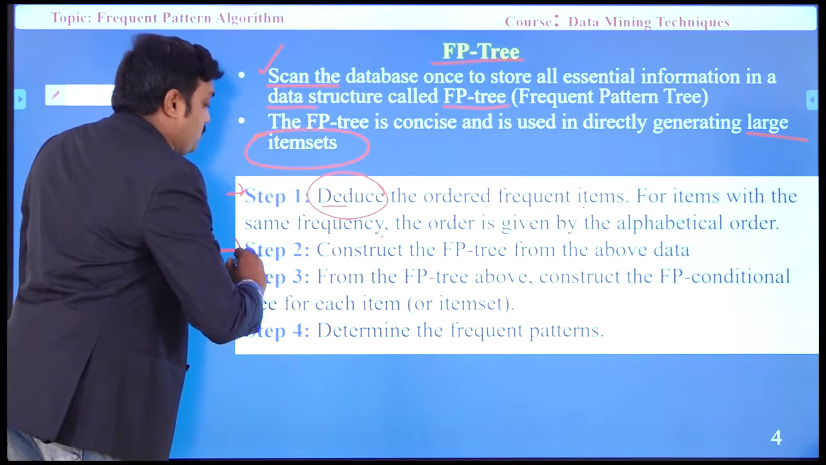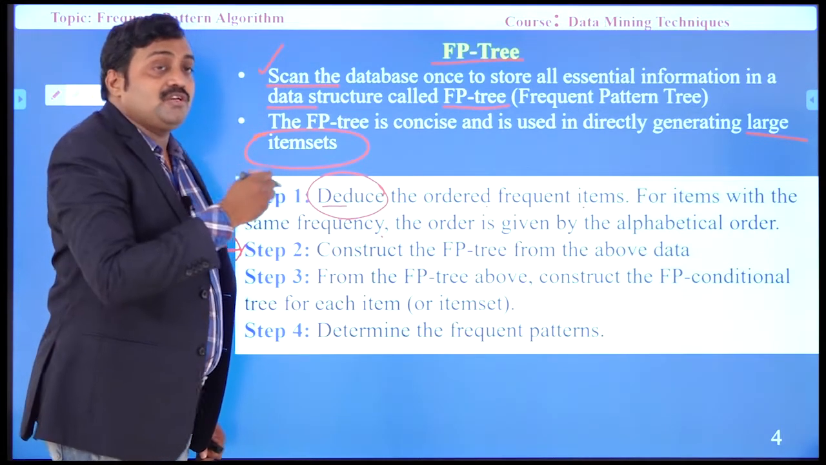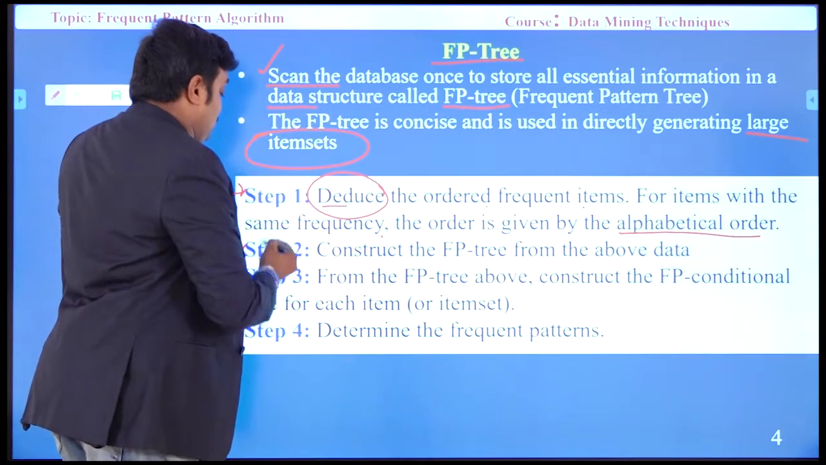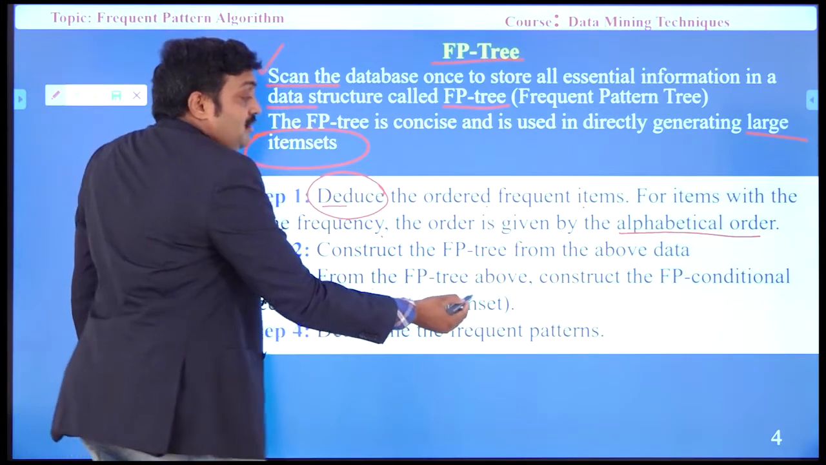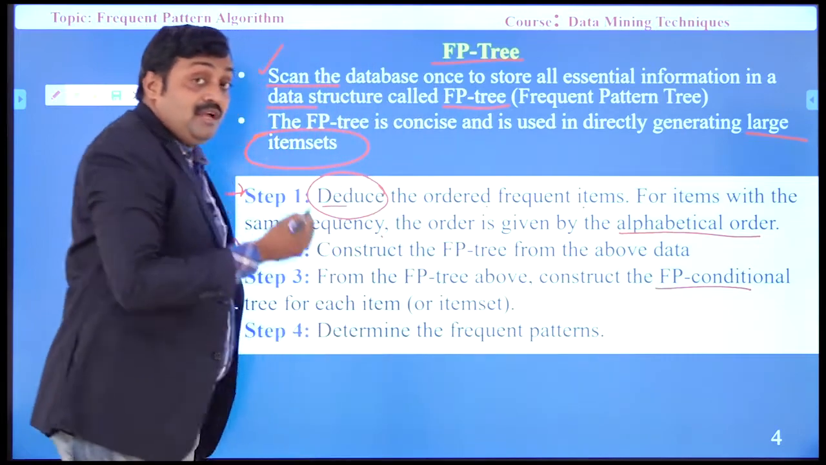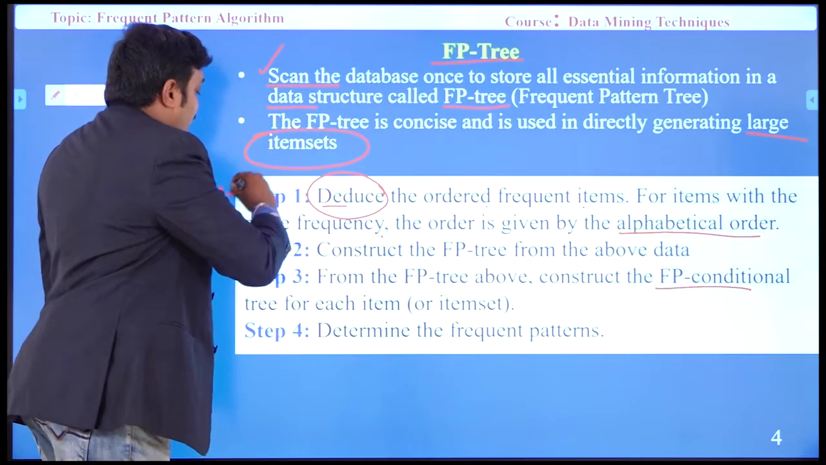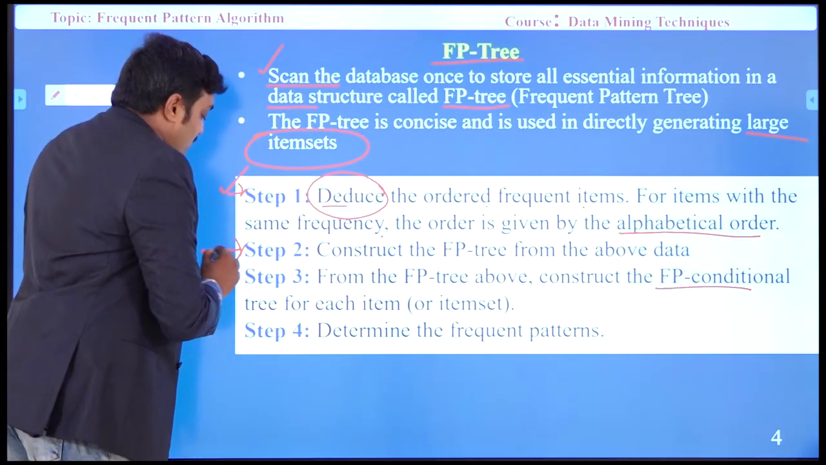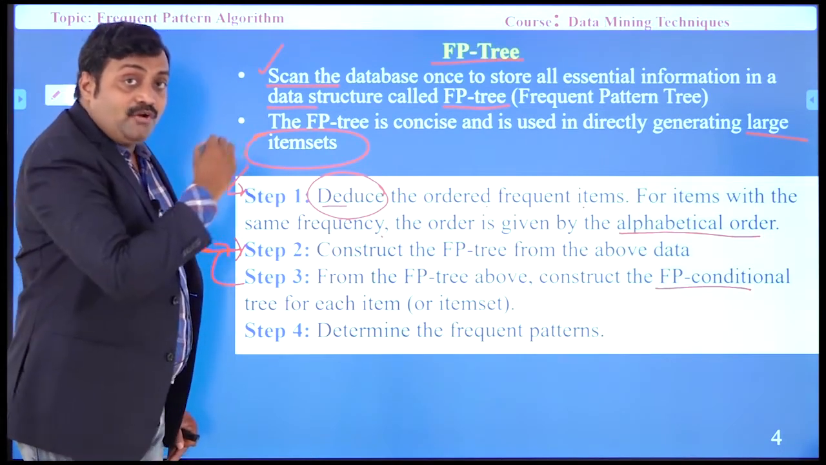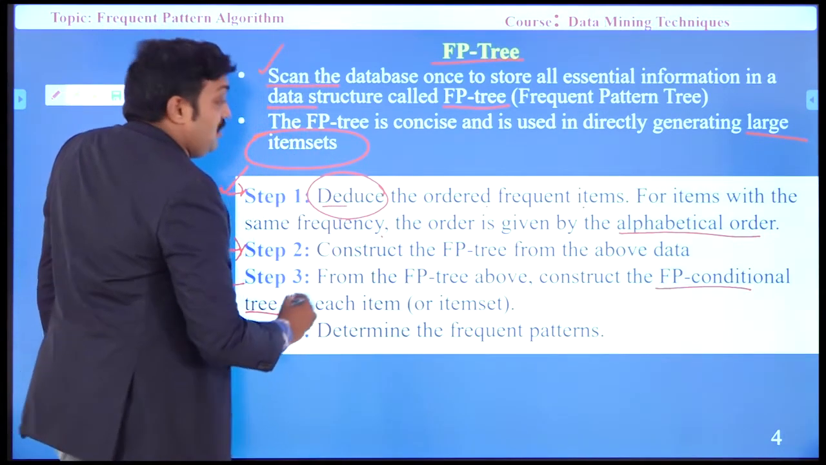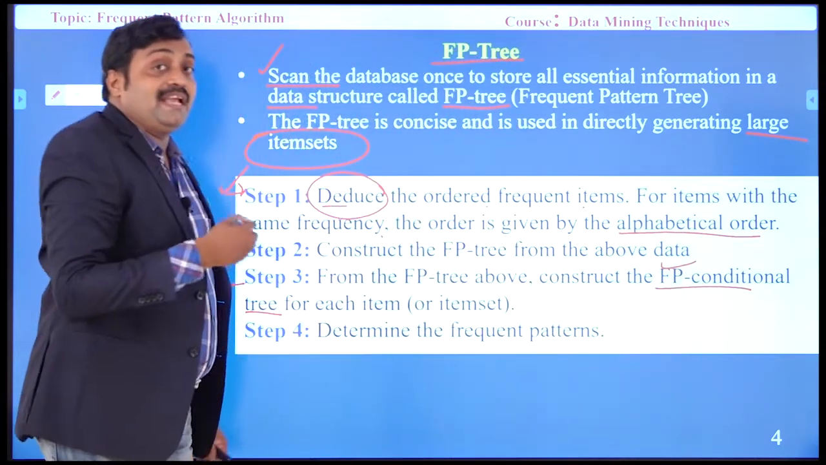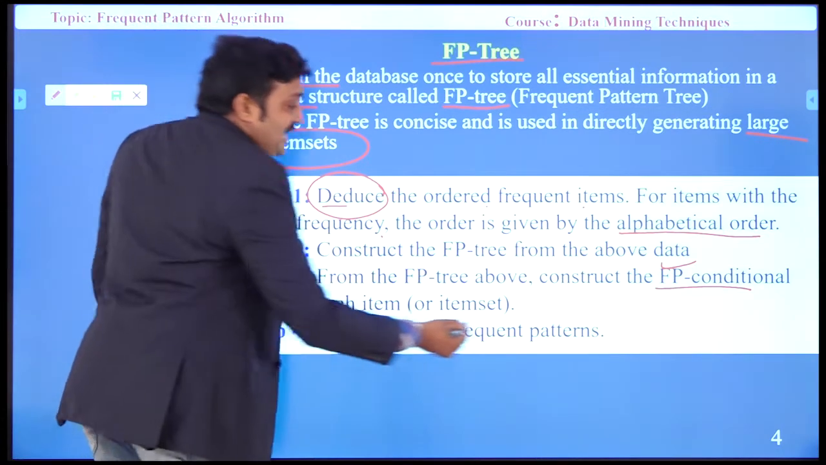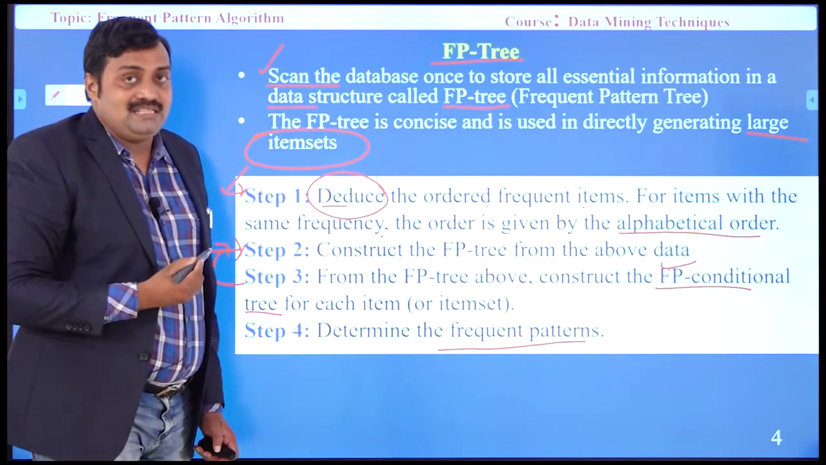Then in step 2, we construct the tree based on the order, the alphabetical order of the items. Then we construct the conditional tree. That means we already know the threshold from the first step, that is minimum support. Now again we apply it on the tree coming from step 2, the conditional FP tree. We apply the threshold again to reduce the data set or item set. Finally, based on that we get the frequent patterns or frequent items.